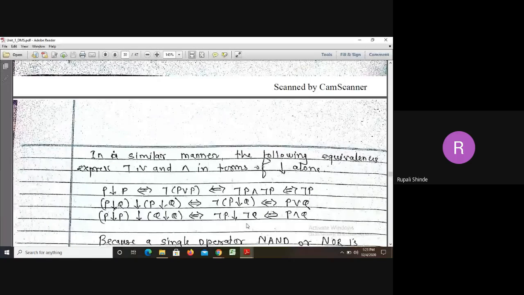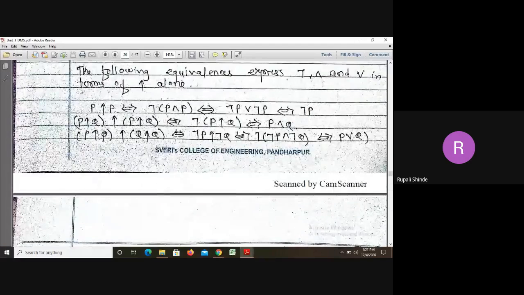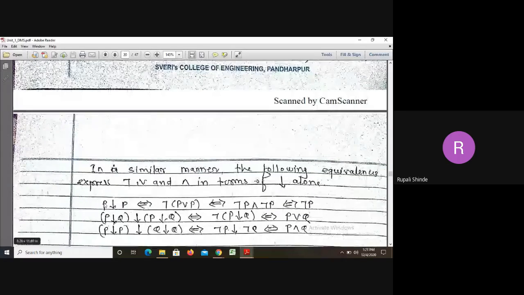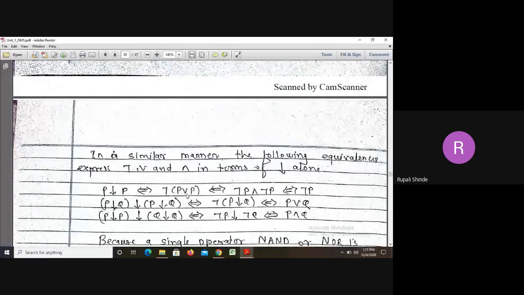Likewise, we can again convert any formula which is containing NOR into its equivalent form. How? Just like we have seen for P NAND P, similarly, we can consider P NOR P. NOR means what? Negation of P or P. So again, the value for P or P: if you apply this negation inside the bracket, you will get negation P and negation P. And this is equivalent to negation P only.